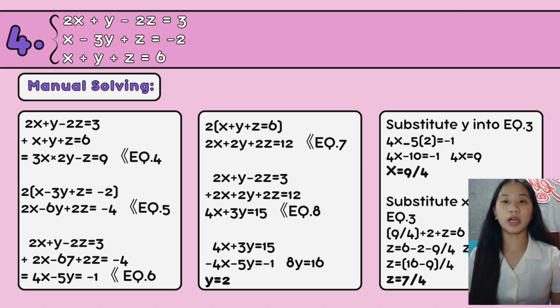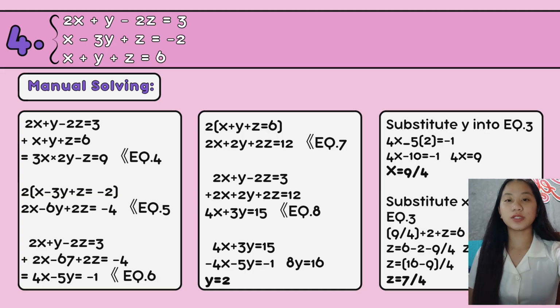Therefore, we have the value of c, which is 16 over 9 divided by 4. Therefore, we have the value of c, which is 7 over 4. Now, let's try to use a scientific calculator in solving this one. As we can see, solving this one is a very long procedure. So, now let's try the scientific calculator.